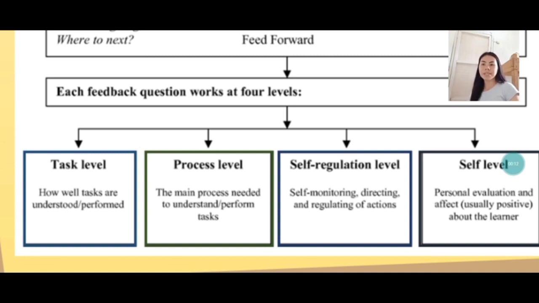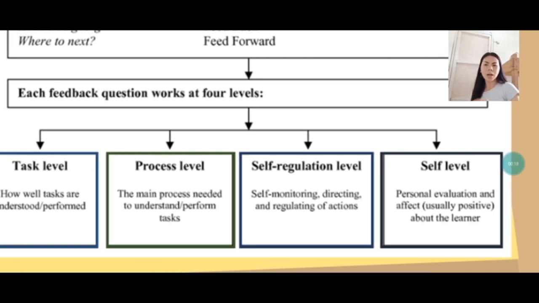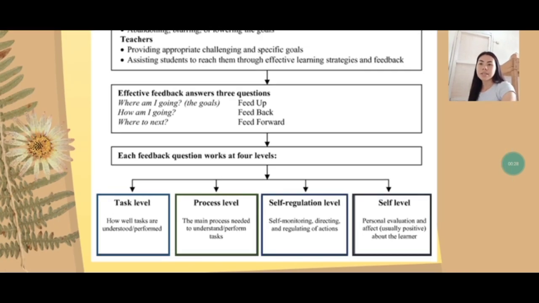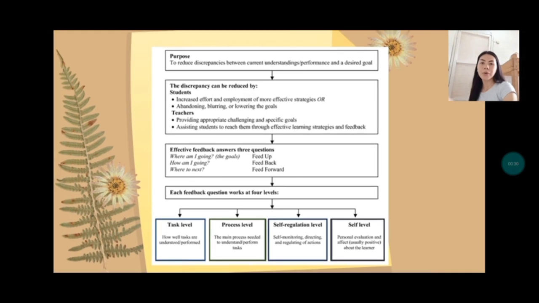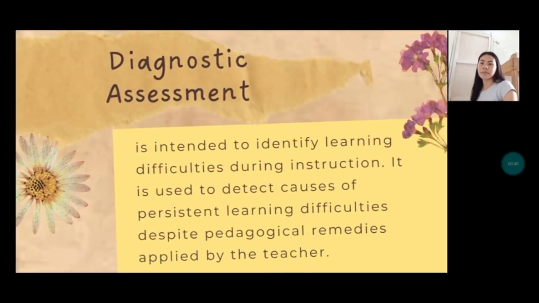Task level: how well tasks are understood or performed. Process level: the main process needed to understand or perform tasks. Self-regulation: self-monitoring, directing, and regulating of actions. Self level: personal evaluation and affect, usually positive, about the learner. So, that is Figure 2.2 by Hattie, 2000 and 2007, Hattie and Timperley, Model of Feedback to Enhance Learning.